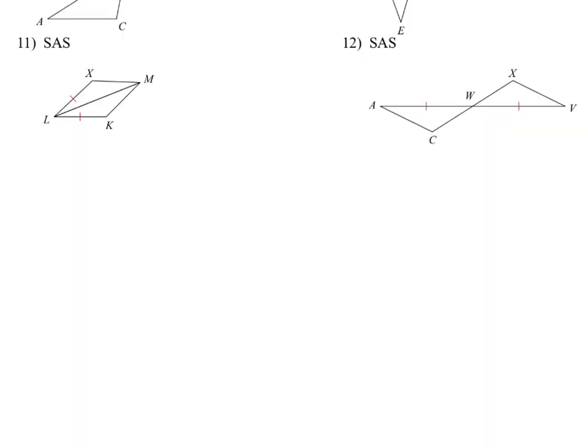We have 11 here. Again, we want side angle side. When you share a side, you can add your tick marks because that's the reflexive property. And now we need this small angle here in the corner.